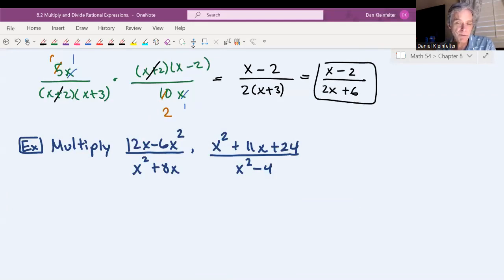All right, so for this one, it should be pretty clear that we're going to want to factor everything first as much as we can, remove any common factors, and not just multiply across, right? Because that's going to be more difficult. So let's try factoring. 12x minus 6x squared has a common factor of 6x. So if we factor out the 6x, that will leave us with 2x minus 6. Sorry, minus 1.